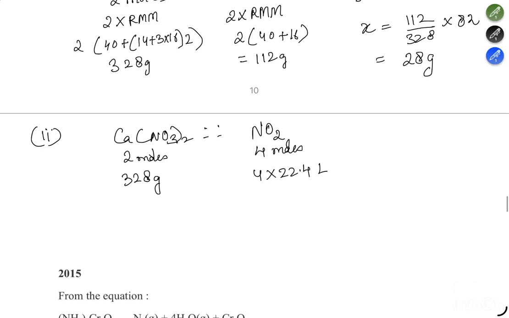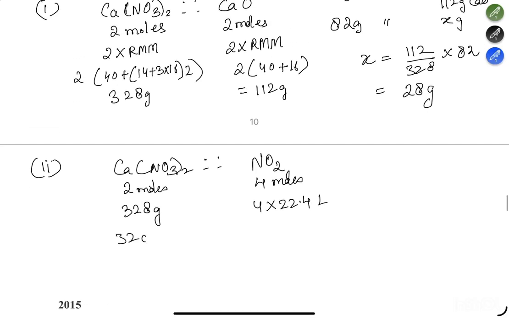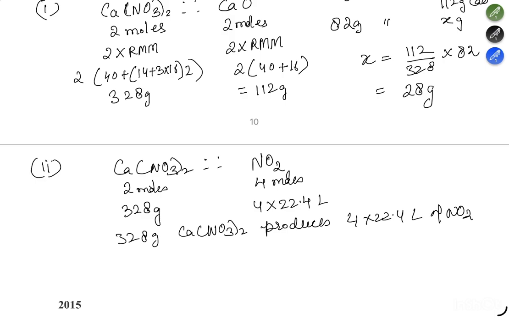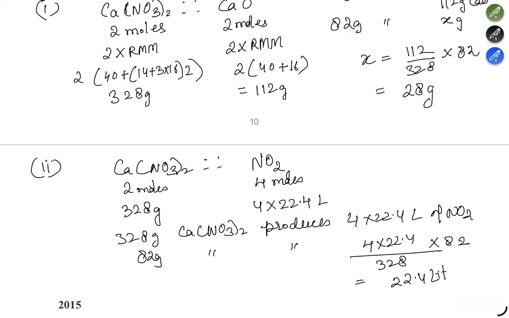Now again the same thing, we are going to write it like this: 328 gram of calcium nitrate produces 4 into 22.4 liter of NO2 gas. So 82 gram of calcium nitrate will produce 4 into 22.4 upon 328 into 82 liters. You will calculate, you will get 22.4 liter of nitrogen dioxide. This is your answer.